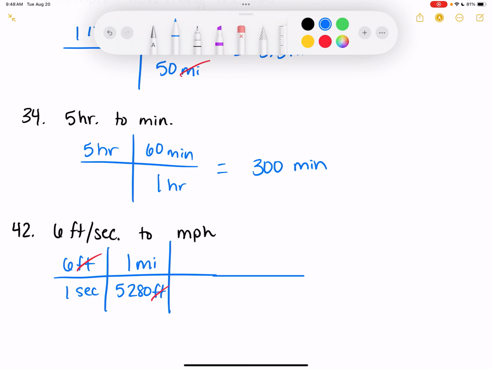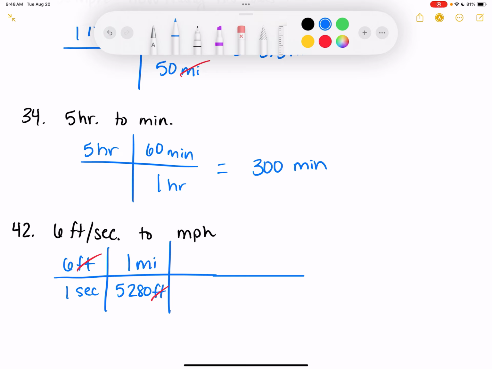Multiply by 60? Or would it be 600? No. How many seconds are in an hour? 60? 3,000? No, 3,600.